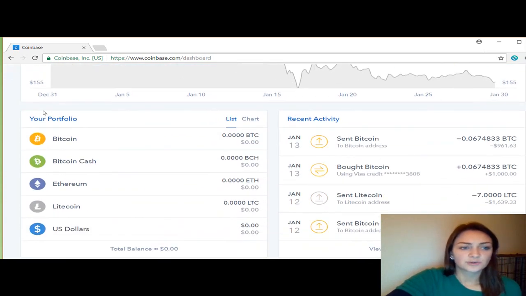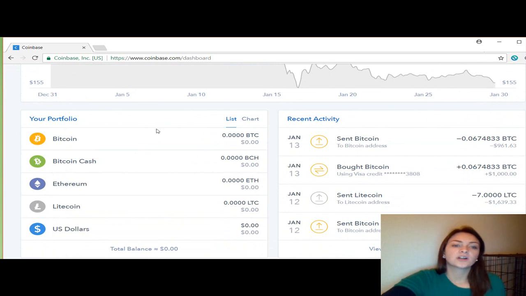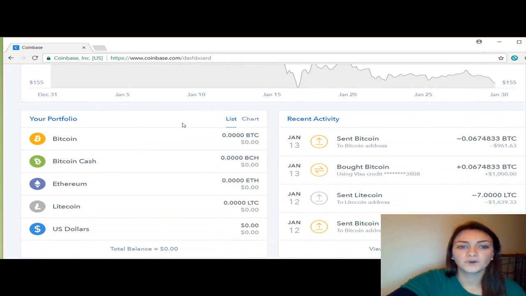Down below, you have your portfolio. These are your wallets. There are 5 here of money that you may currently have on this exchange.